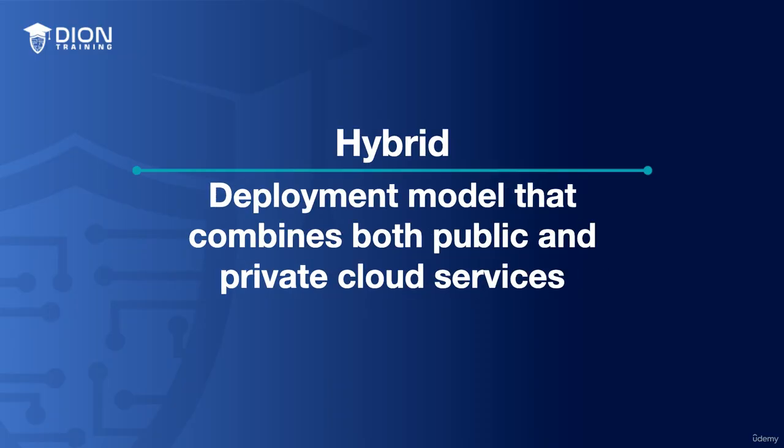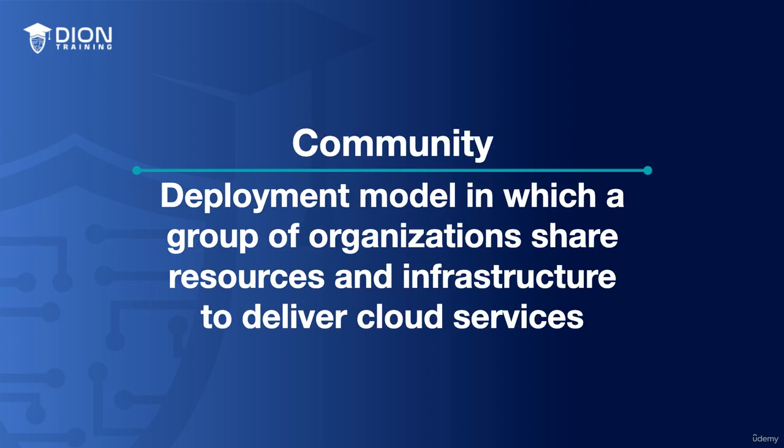The third deployment model we have is what's known as a hybrid cloud model. Now, a hybrid cloud is going to be a deployment model that combines both public and private cloud services. A good example of a hybrid cloud might be where there's a company that's using both AWS or Azure for their public cloud and then their own internal private cloud and connecting the two of those together. By putting some things in a public cloud and some in a private cloud, you now have created a hybrid cloud model.